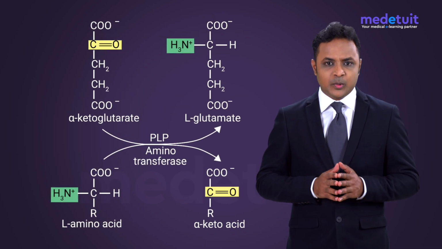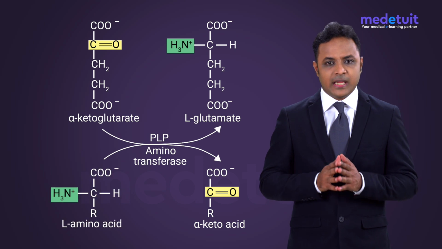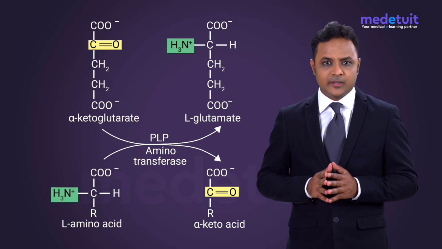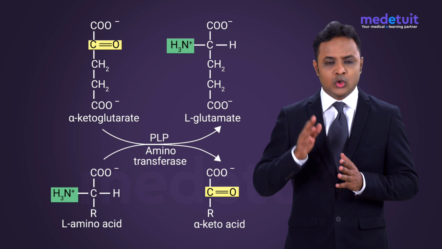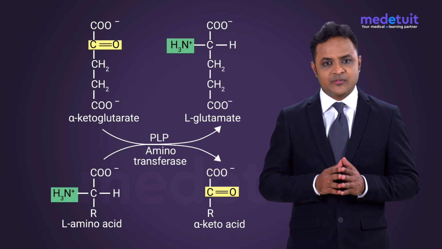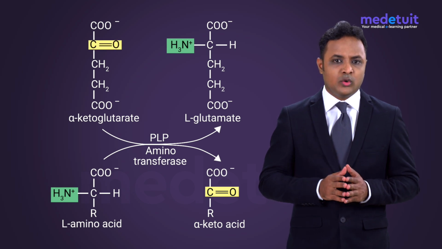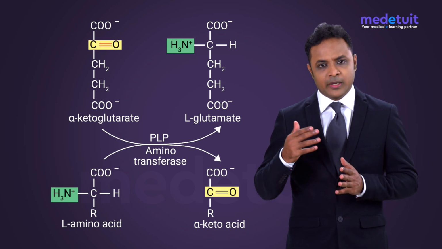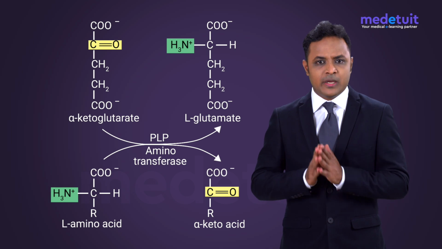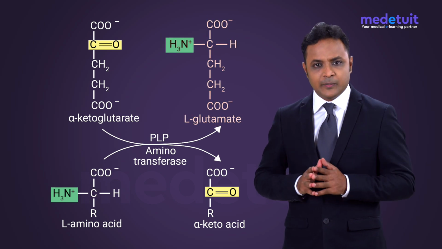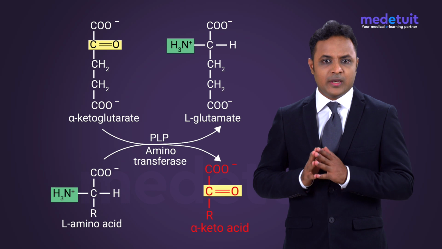Let us take the example of an alpha amino acid reacting with alpha ketoglutarate. The amino group from the alpha amino acid will be transferred to the ketoglutarate, and the keto group from the alpha ketoglutarate will be transferred to the alpha amino acid, which will result in the formation of L-glutamate and a new alpha keto acid.